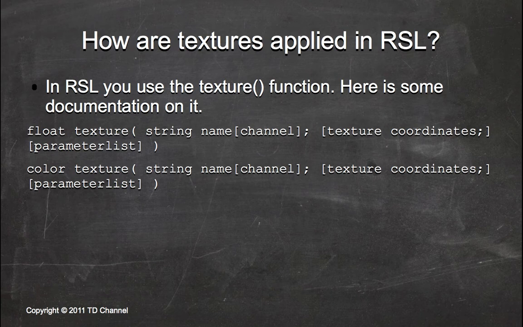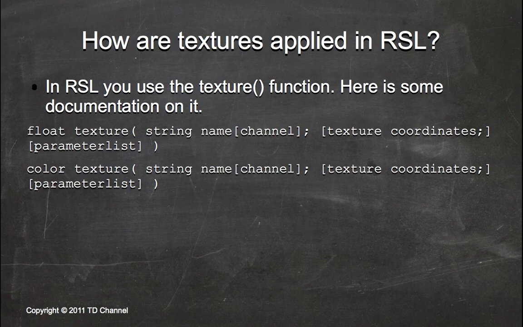Then after that, you're going to have the texture coordinates, which you can specify in different ways. And then at the end you have the parameter list, which is basically the parameters that the texture can take. The second signature here is pretty much exactly the same, except that now you are doing a color lookup.